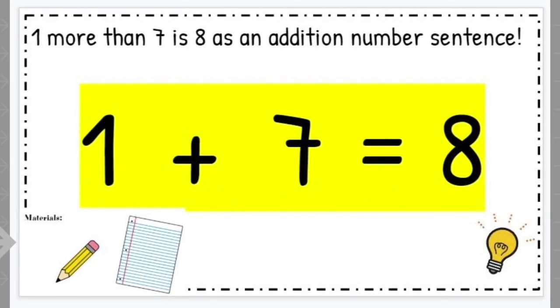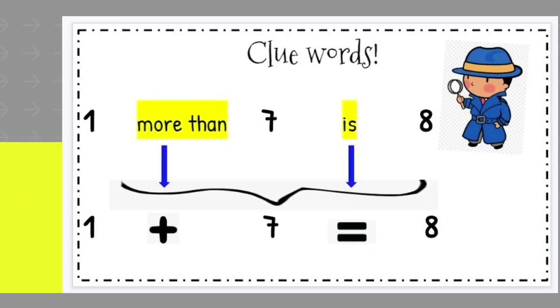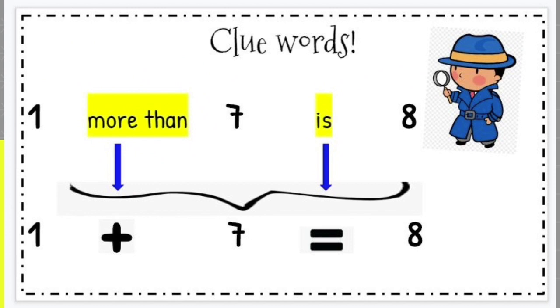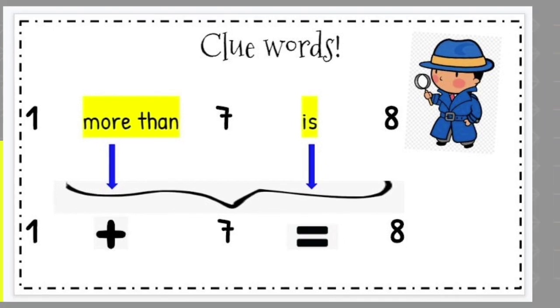Let's look at our goal again. Our goal is to create an addition number sentence to show 1 more. 1 more than 7 is 8. Thinking about those clue words, that's the same thing as 1 plus 7 equals 8. See, you can be a number detective all the time, looking for those clues.